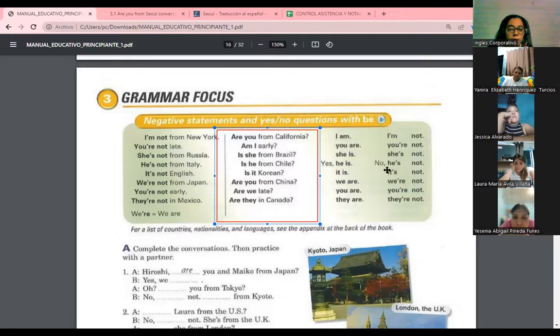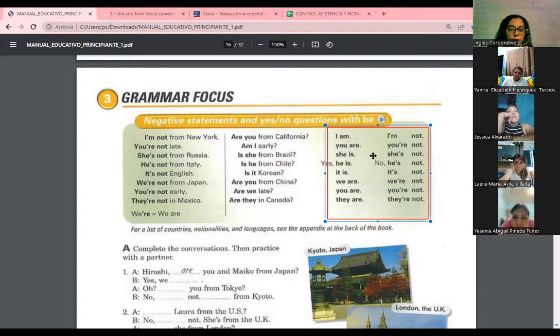Y luego vamos a la forma más fácil. Usted dice, I'm not, que no, ¿verdad? You're not, que no. Lo negativo es decir, no, yo no soy o no estoy. Tú no eres o no estás. Y así sucesivamente. Ella no es o ella no está.